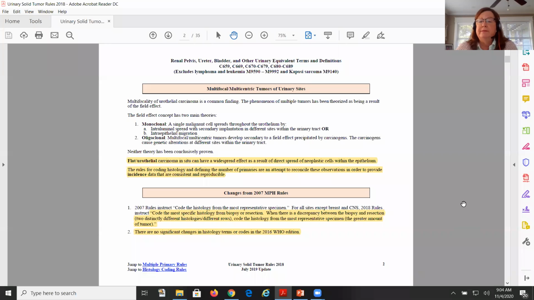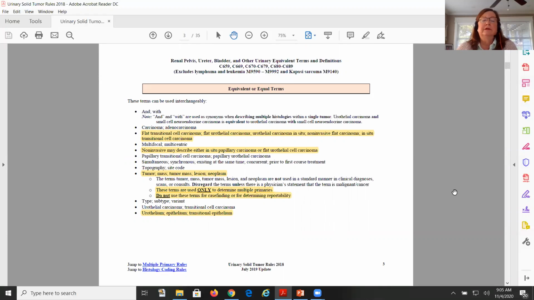When there is a discrepancy between the biopsy and resection, for example, two distinctly different histologies that would appear on different rows in the histology chart, you will code the histology from the most representative specimen or the greater amount of tumor. As far as the histologies go, there really are no significant changes or additions of new histologies to the histology table. So that's something we can be kind of glad about.